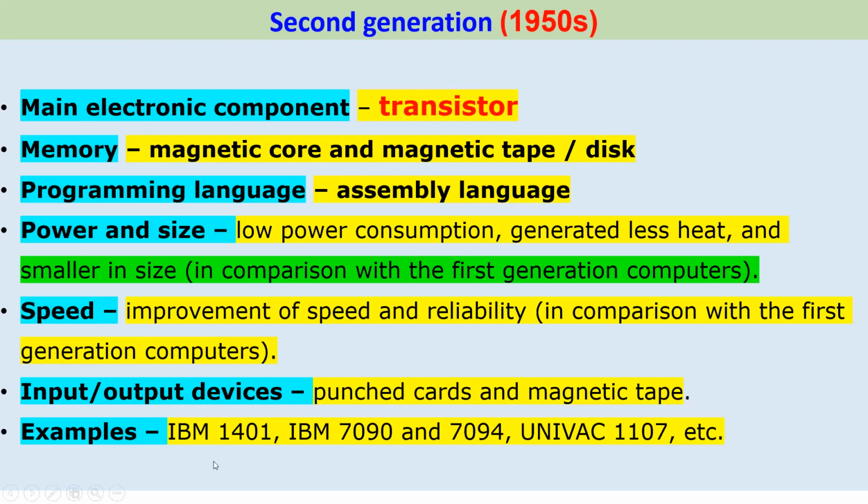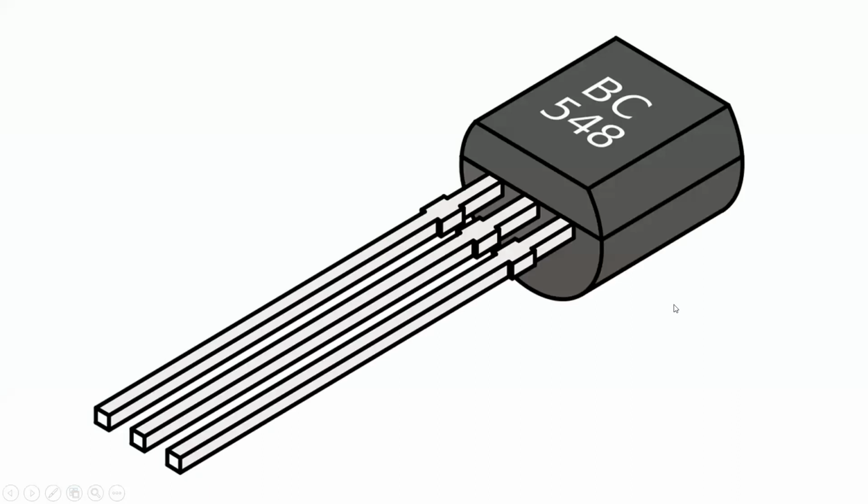IBM series also there: 1401, then 7090, 7094, like that. Right. Then look at some pictures here. What is this? Can someone suggest what this one is?